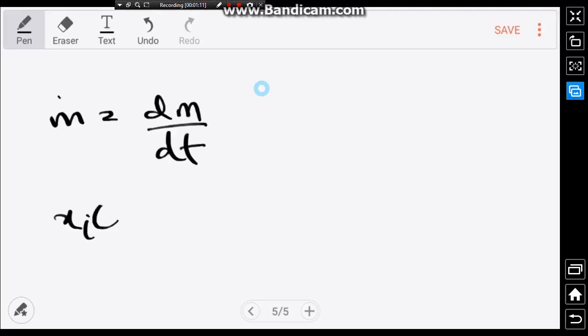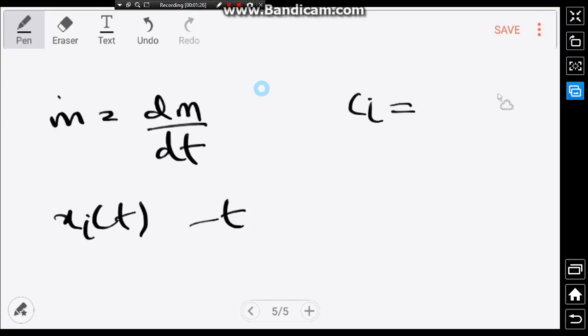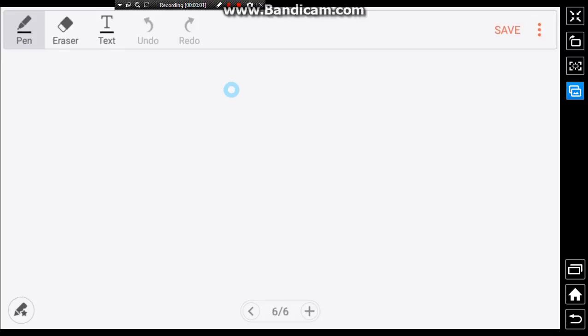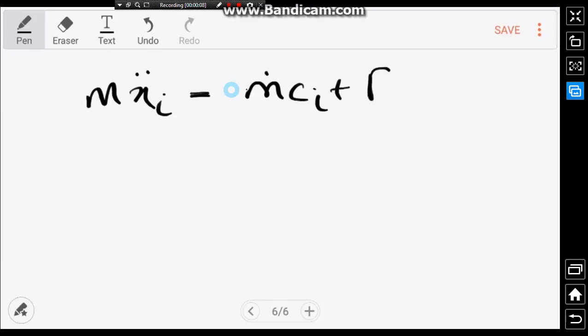We have xi of t equal to the Cartesian coordinates of the rocket in a fixed coordinate system at the instant t. We also have ci equal to the velocity of the expelled mass relative to the rocket, and we have fi, that is the applied force. Usually fi is the sum of aerodynamic and gravitational forces.